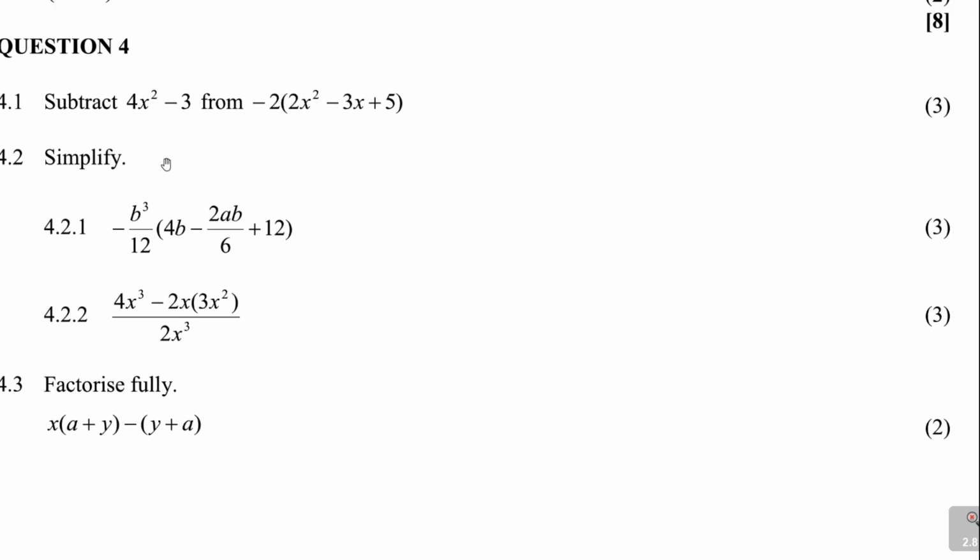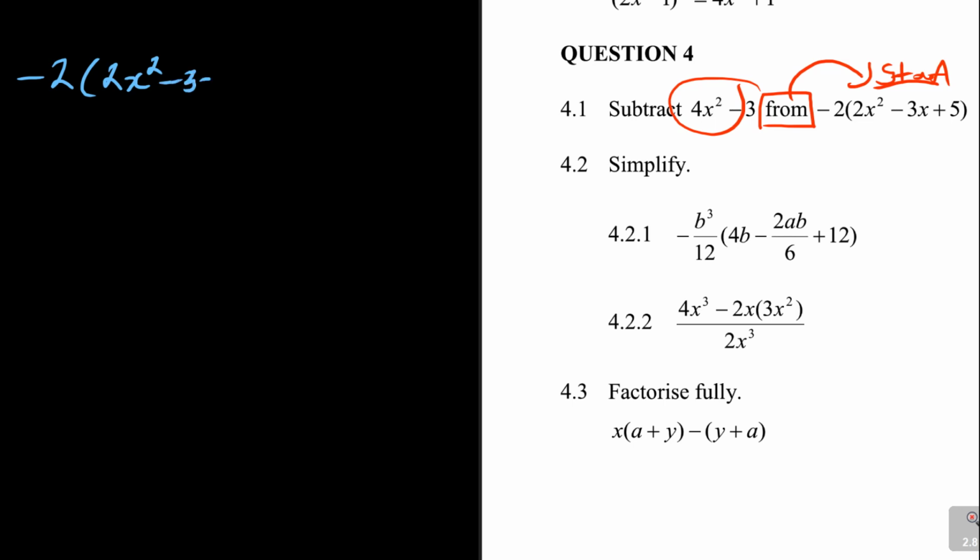There it is. Question 4, it says subtract this from this. 3 marks. Quick one. When they say subtract this from this, the key word there is from. So from means start here. That's the start. All right. From what? So that's what you do. You say minus 2x squared minus 3x plus 5.